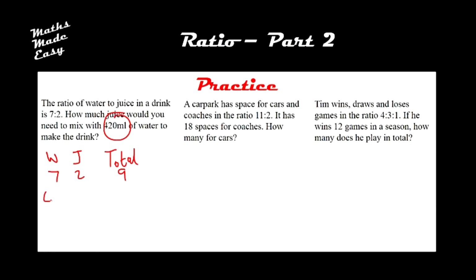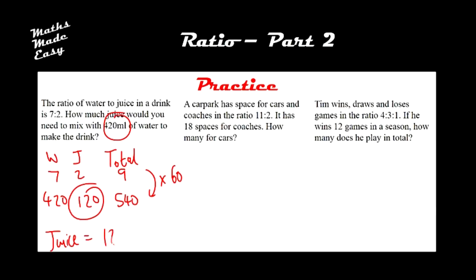So the 420 goes underneath the W. That means that we're timesing everything in this one by 60, since 7 60s are 420. That makes 120 here, and then 9 60s 540. And the question said how much juice would you need to mix with that? So the answer is this 120 here. So the juice equals 120 milliliters.